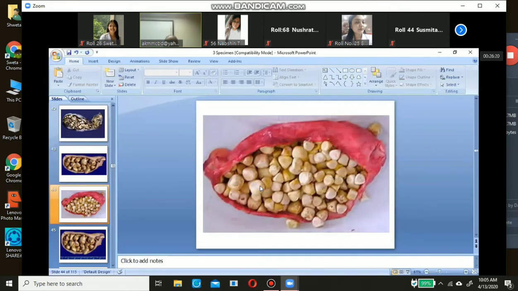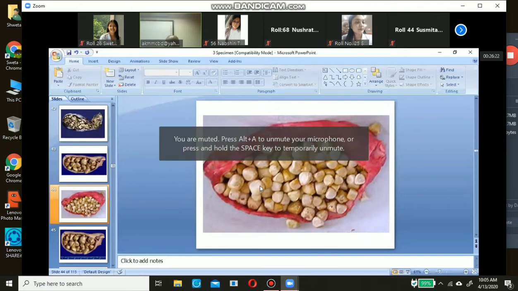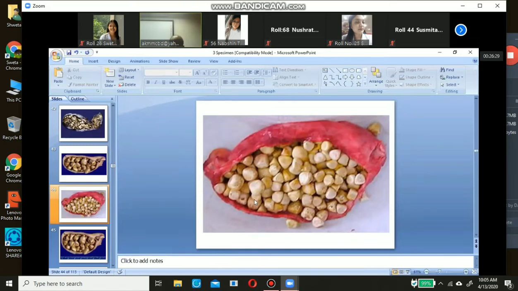Again, you see the shape of the stones. Some are triangular, some are rectangular, and some are square. And also you see the color of the stones. Some are more or less whitish, some are brownish, etc. Then this is a case of multiple gallbladder stone.